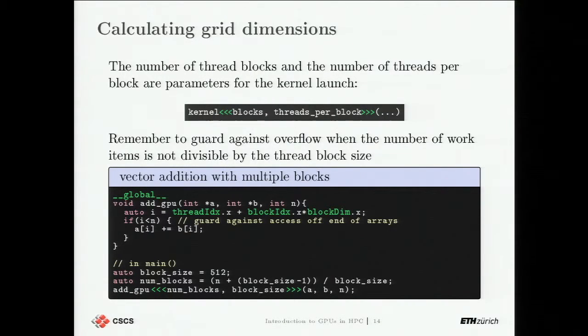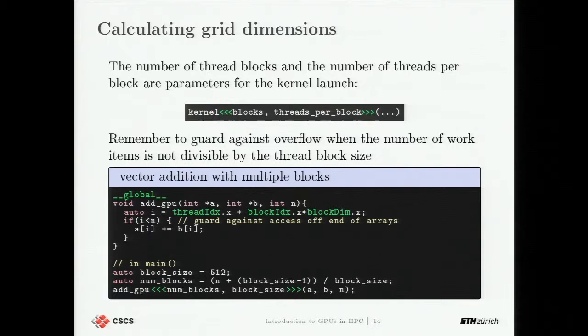So we have to handle the case where the number of threads we want is not perfectly divided by the block size. And here's my favorite way of doing that. We go n plus block size minus 1, divided by block size. And that's always guaranteed to give you the right number of blocks.